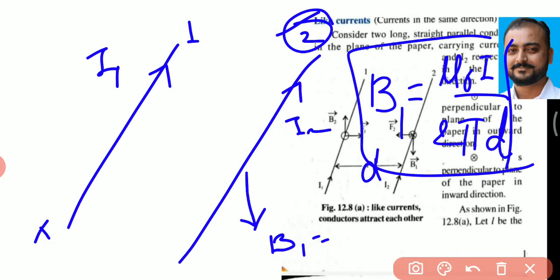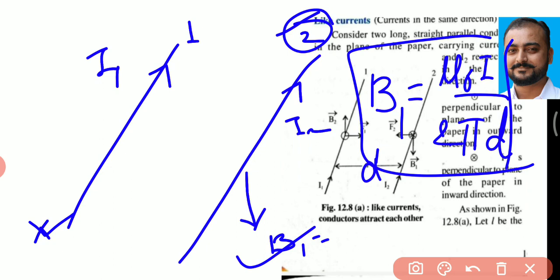Now this is only about the magnitude. The magnetic field is a vector quantity, so it has both magnitude as well as direction. What about its direction? I am representing it by a downward arrow, but why is this downward arrow there? Apply the right hand thumb rule. Consider that conductor 1 is held in your right hand in such a way that the fingers are curled and the thumb is stretched.